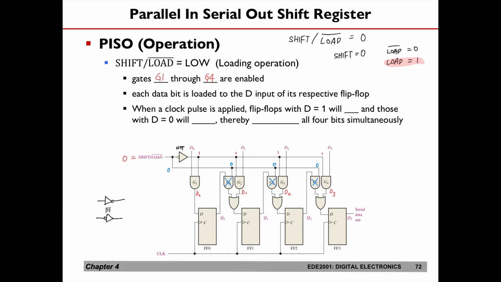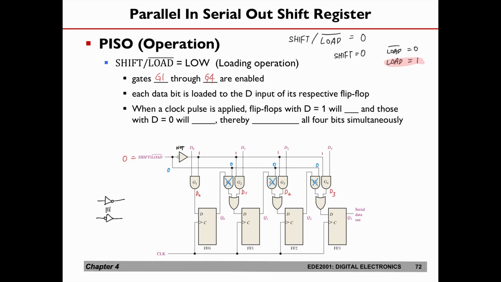Now whatever you are doing here, you see that when we put shift/load bar equal to 0, you're actually loading the data D0 to D3 into the flip-flops here. So for the first flip-flop, this is very obvious already. This is very, very simple. D0 is loaded to the input of flip-flop 0, and at the next rising edge, Q0 will be equal to D0. But let's take a look at the rest of these.